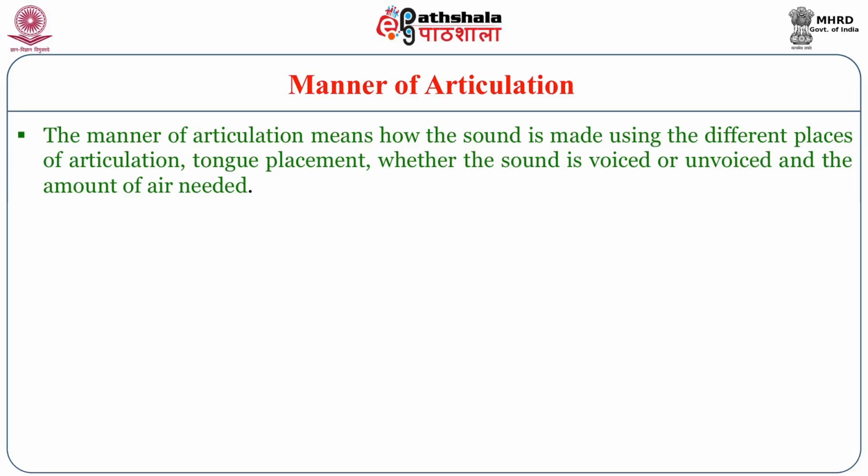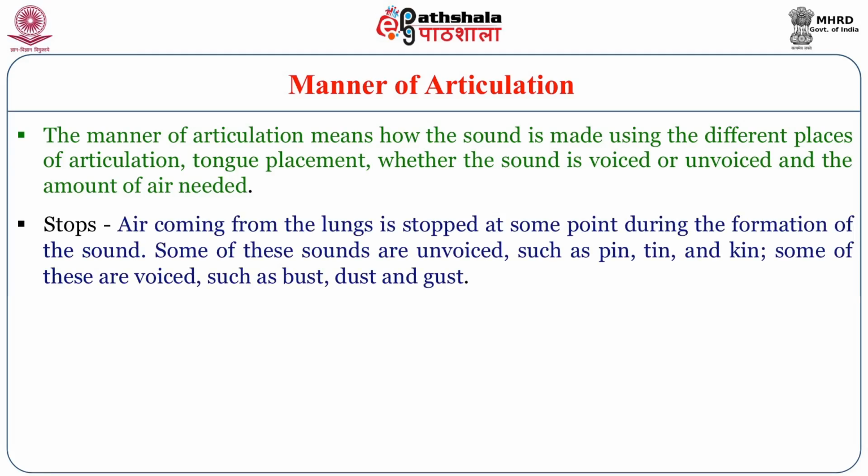Manner of articulation means how the sound is made using the different places of articulation: tongue placement, whether the sound is voiced or unvoiced, and the amount of air needed. Stops: air coming from the lungs is stopped at some point during the formation of sound. Some of these sounds are unvoiced, such as pin, tin, kin. We are not moving any major part. Some of these are voiced, such as bust, dust, gust.